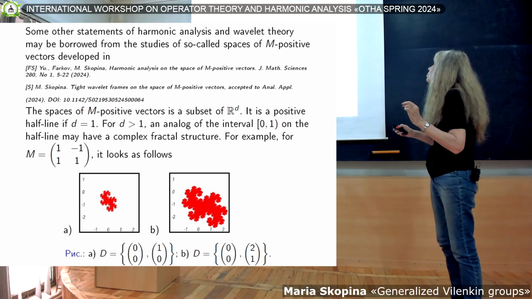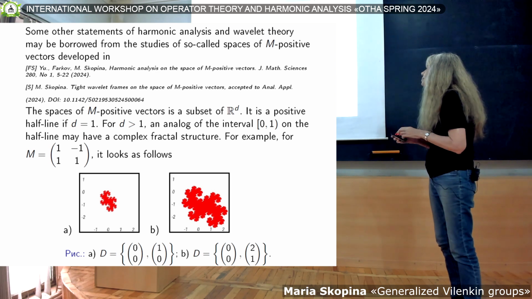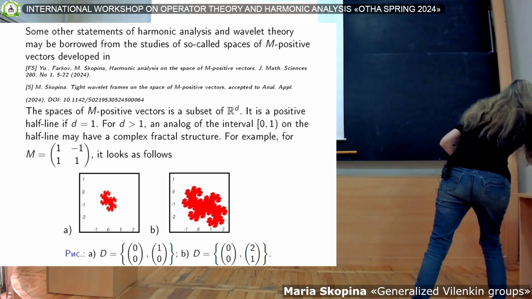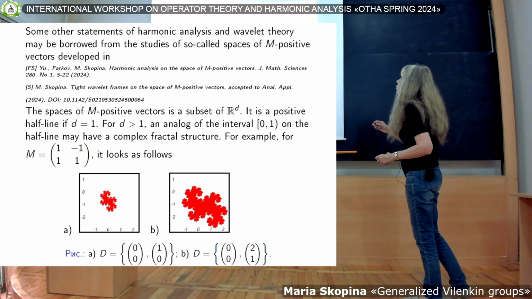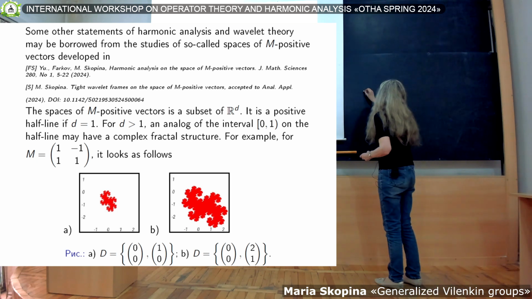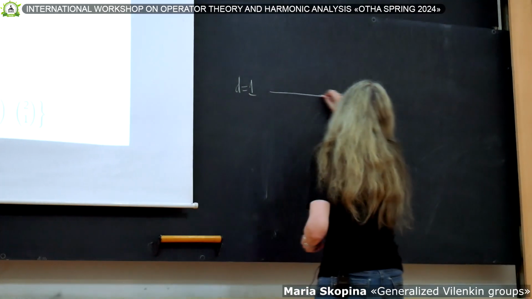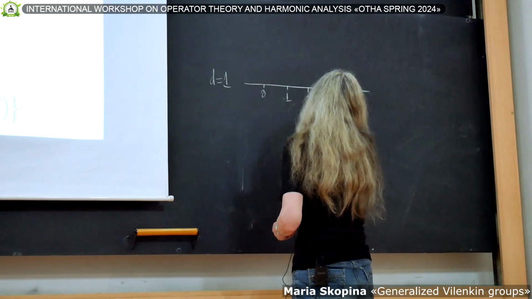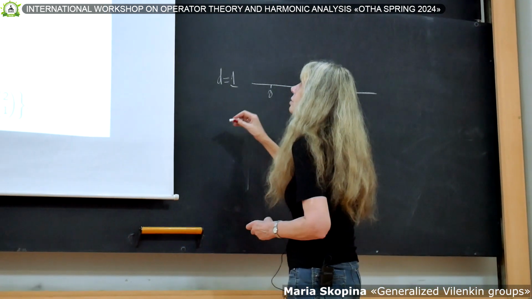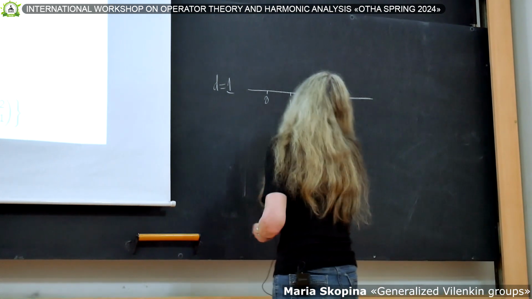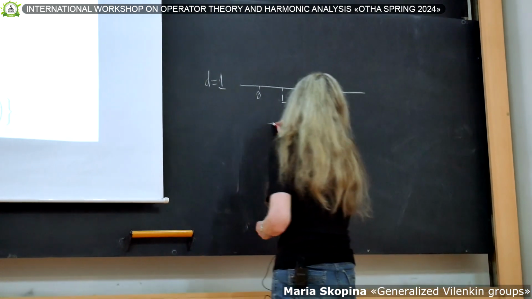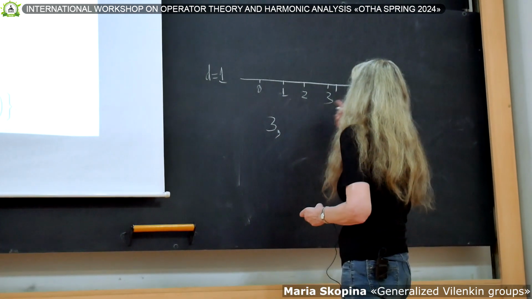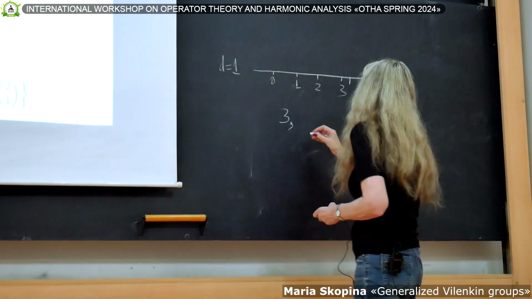What is the space of M-positive vectors? On the next page the definition will be given, but first of all let us consider the case d equal to 1. This is a half line: 0, 1, 2, 3, and for example, we write it in the usual way, for example associated with an arbitrary p. For example, p is equal to 10.